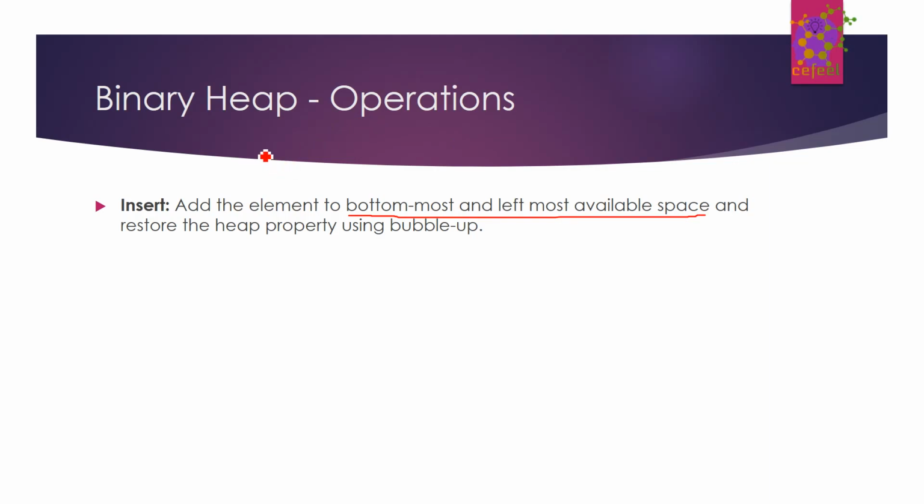So we have to restore the heap property, and there is a method to do that. It is called bubble up. We will see shortly how we can use bubble up. So basically, just add the element to the heap and then restore the heap property using bubble up.